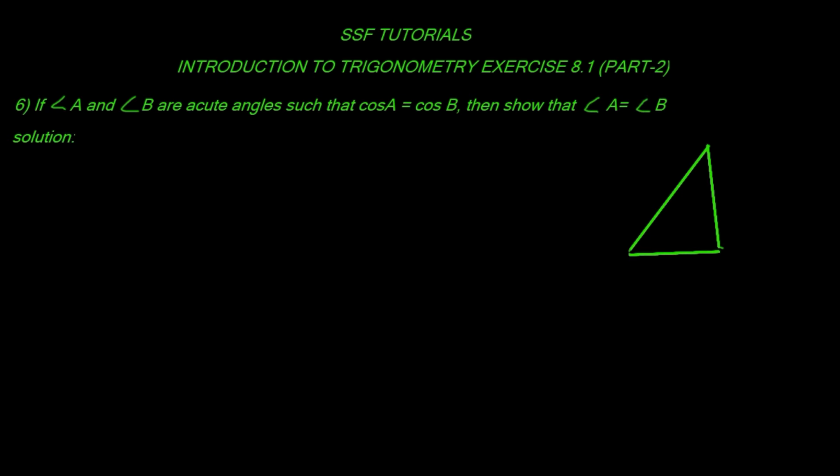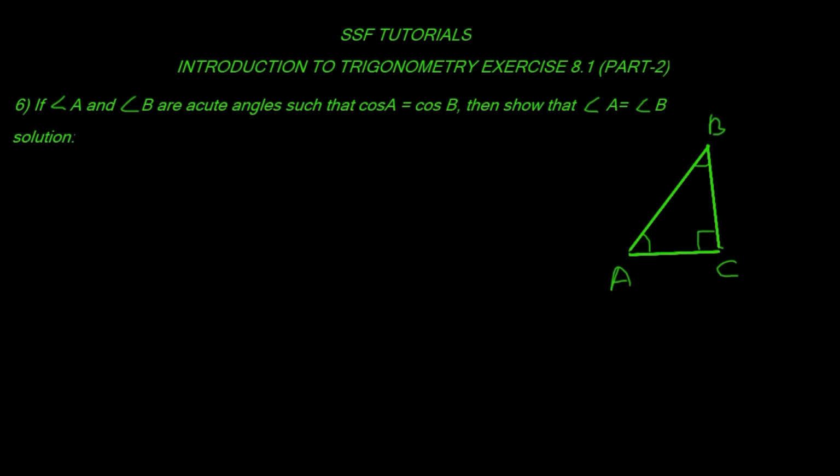So in the diagram, this angle is 90 degrees. The other two angles are acute angles. Let's name them A and B, and the other point is going to be C. So this is going to be our diagram where the triangle is right angled at point C and the other two angles are the acute angles.